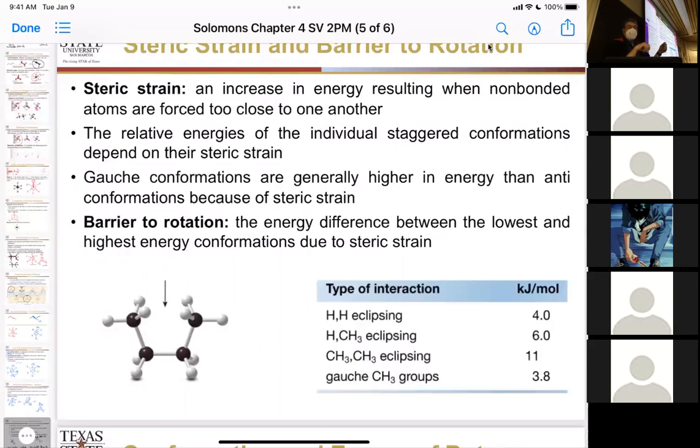Okay, but when we start getting two methyl groups right next to each other in that eclipsed formation, that's 11 kilojoules per mole. And then in the gauche situation, because they've released some of that strain, they've actually dropped down to 3.8. So almost the same as two hydrogens in the eclipsed formation. So what does that mean?